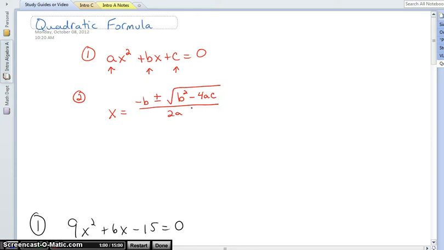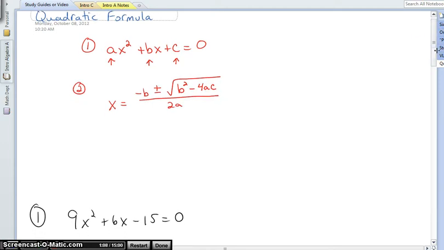There's a couple different songs that can help you remember the formula, but mainly it's just going to be repetition that's going to help you remember it. Once you've got these two ideas, then you can actually start using the formula properly.